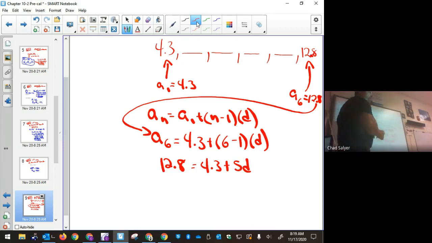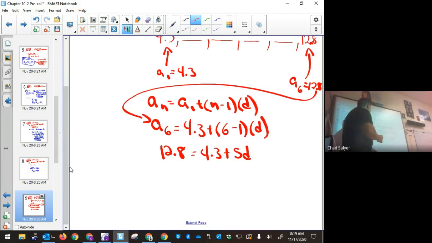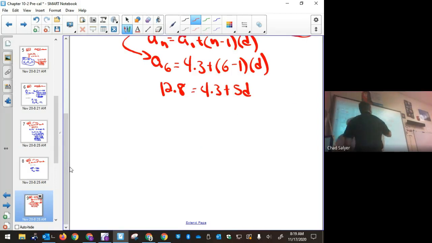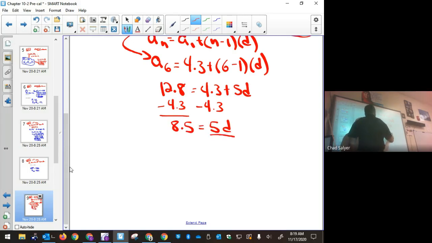And see how that'll be pretty easy to solve algebraically. So I'll subtract 4.3. So I get 8.5 equals 5D. Divide away the 5. So 5 goes into 8.5. Let's see.